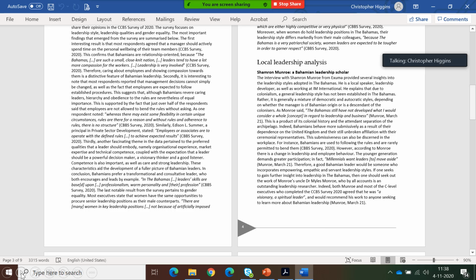So as you can see, they use a mixture of direct quotations. They also summarize. But as you can see in the middle of that page on the right-hand side, they say, for instance, Bahamians are used to following the rules and are rarely permitted to bend them. And they're referencing the CCBS survey here. They then go on to say, however, according to Monroe, there is a change in leadership and employee behaviour. The next sentence explains what this change is. The younger generation demands greater participation. In fact, millennials want leaders to move aside, and they have a direct quote.